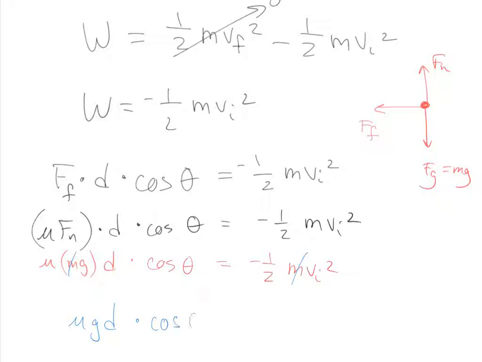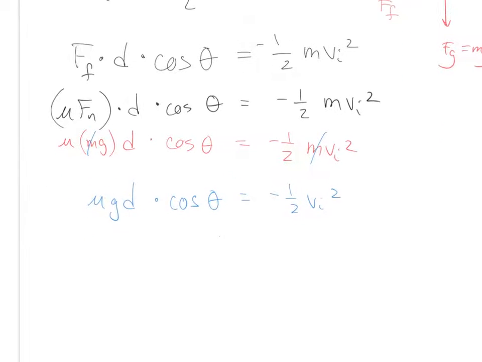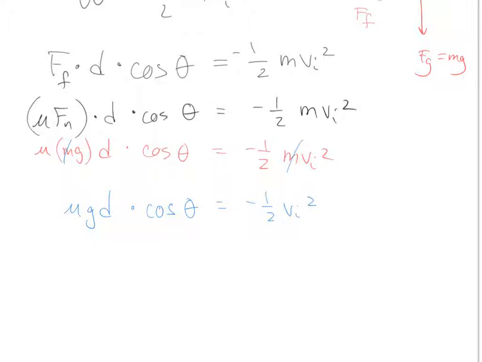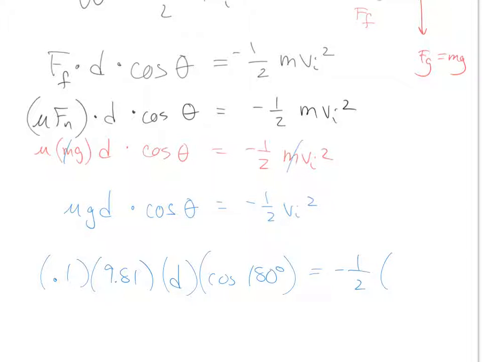All of these things are known. Everything is known in this part. Okay? All you got to do is solve for d. Plug in. Mu was given in the problem. What was mu given as? 0.1. So, by the way, you could plug in or solve for d, whichever way you'd like to approach this at this point. Plugging in, you get 0.1, 9.81, times d, times the cosine of 180. I know it's 180 because it's friction that's doing the work. Equals negative 1/2, and the velocity was given as 2 meters per second. And then solve for d.